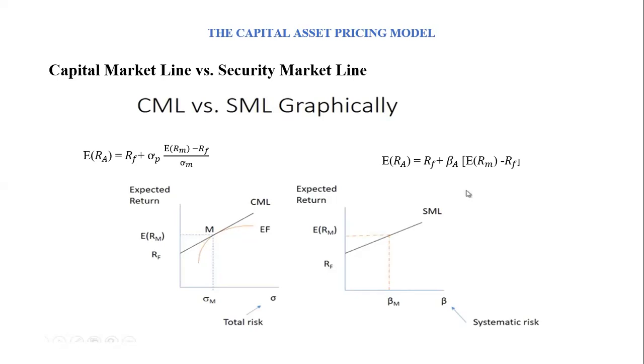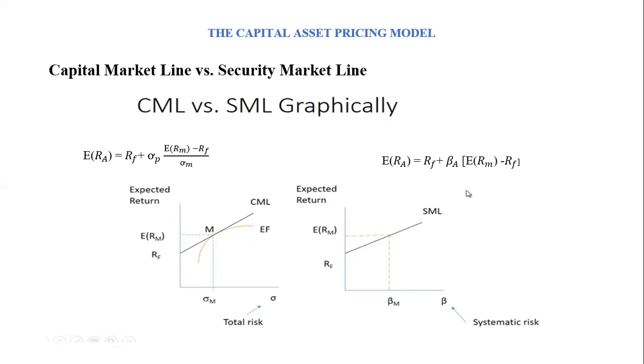Now, this is the capital market line, and this is the formula. In the formula you can see that we have standard deviation, because it's measuring total risk. So the capital market line is showing the relationship between expected return and total risk.